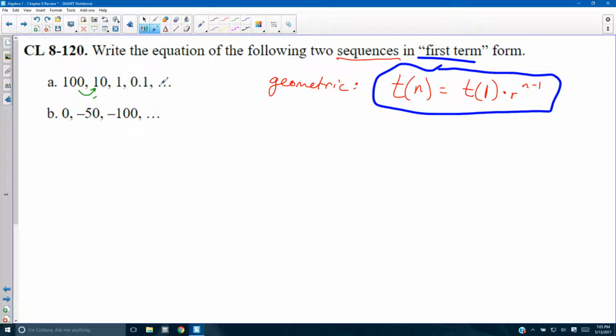How do I know it's an arithmetic sequence? Well, same way I knew this was geometric. I knew you were multiplying by the same number, but I also knew we weren't adding the same number. What am I adding from 10 to 100? Negative 90. What am I adding from 10 to 1? Negative 9. This one, negative 0.9. The numbers kind of look the same, but they're not. This one, it looks like we're adding the same number over and over. I'm adding negative 50. I'm adding negative 50.